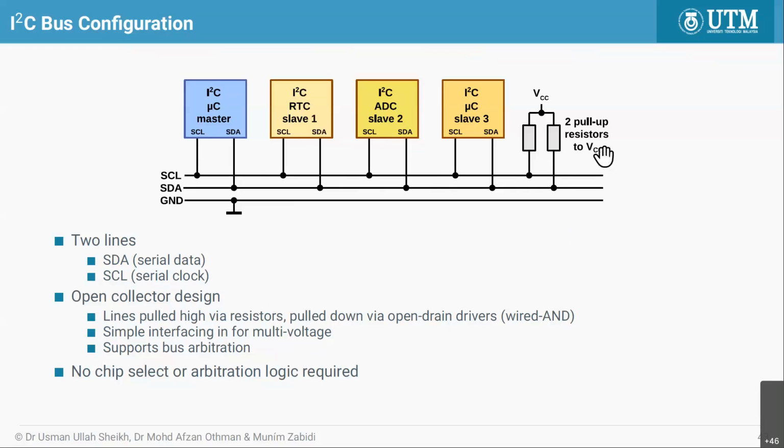And because it is open collector and using pull-up resistor, so you can mix. I think it is safe to mix 3 volts and 5 volts in the same chip, in the same system. And it has a bus arbitration, so if 2 devices want to transmit at the same time, it has the ability to still cater for that lah. So the transmission will not totally fail, but because of the arbitration, sooner or later the device that is trying to send data will have the chance.